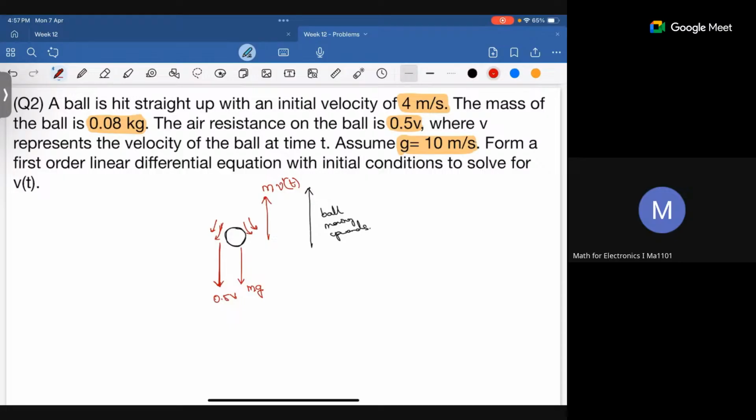So now this is the setup. You have to form the first order linear differential equation, and also you have to use the initial conditions. It is given in the question itself, so you just have to write them. After writing them, you have to solve for v of t also. Take some 3 to 5 minutes maybe.